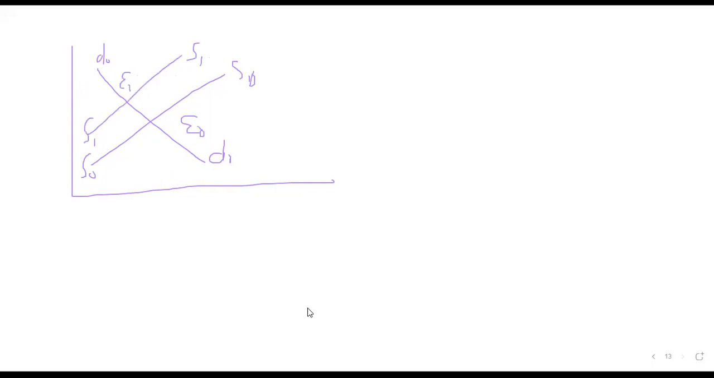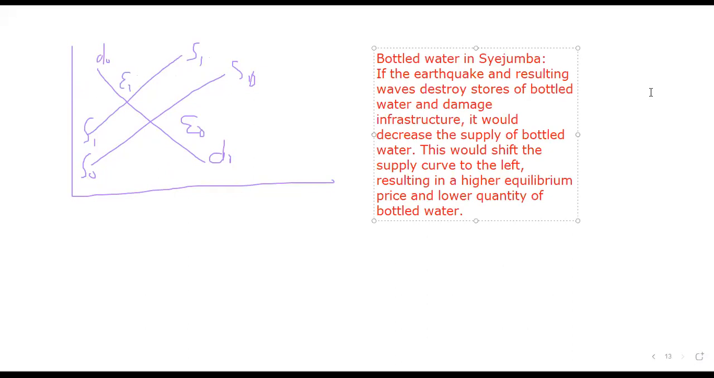So this is what happens when the bottled water in Senyumba, if the earthquake results in destroyed works and infrastructure, it will cause the supply to shift where? To the left. This shift to the left will cause a reduction in supply because the infrastructure has been destroyed. All right.